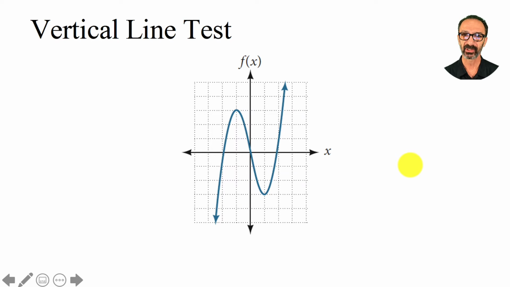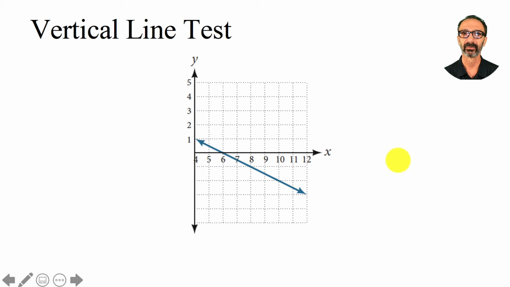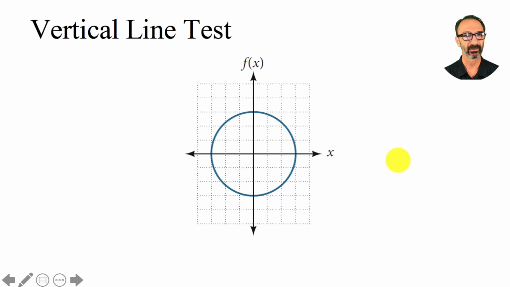This graph, using the vertical line test, is not going to cross it more than once anytime you graph it, so it's a function. This graph is a function. This graph is not a function. You could graph it here, you could graph it anywhere. It's going to cross it twice.